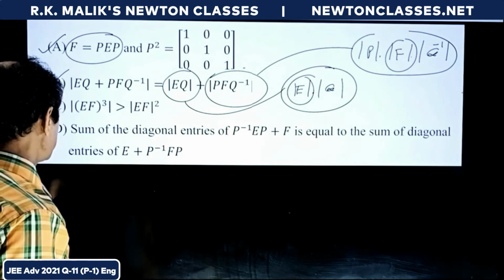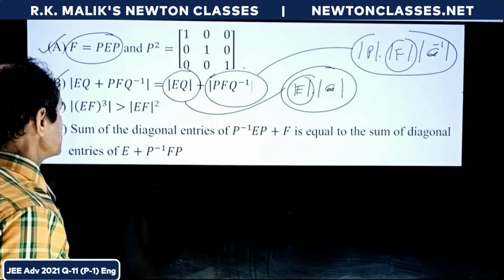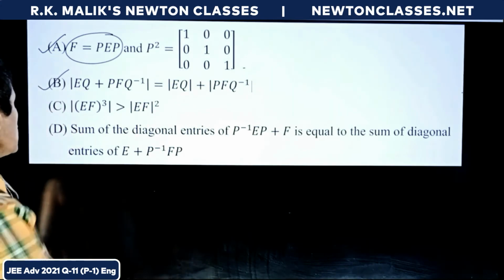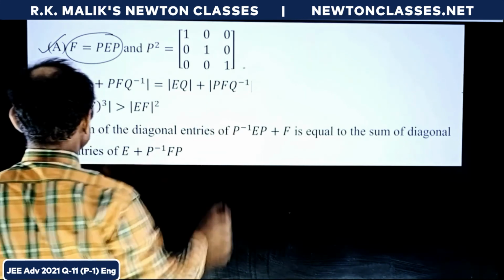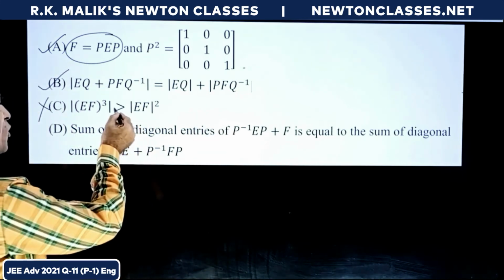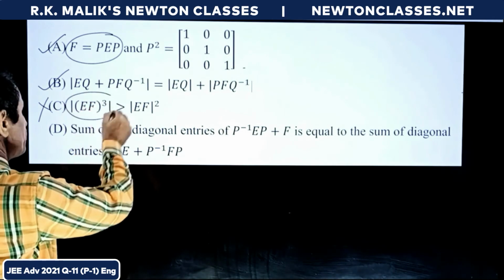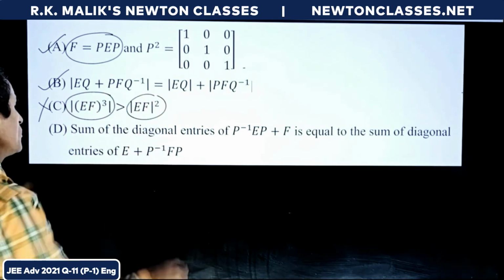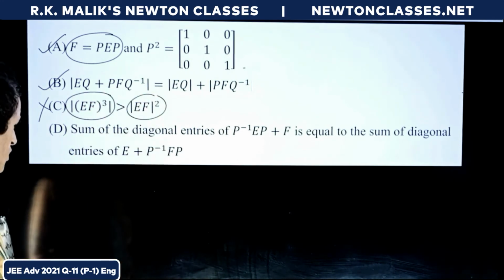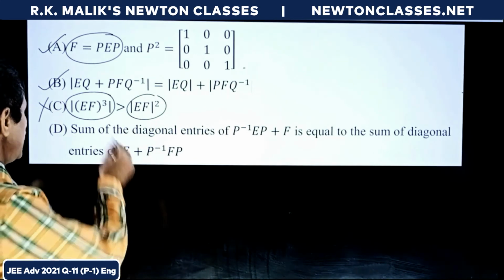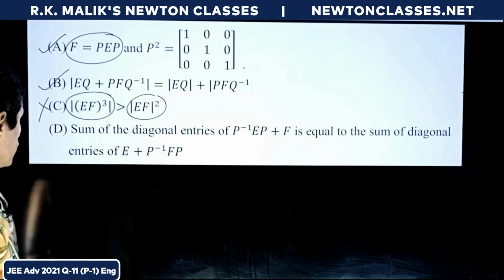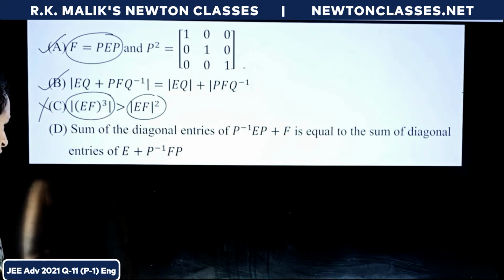Now you have to check the choice C. Obviously, this is wrong because determinant of E being 0, left hand side and right hand side both becomes 0, and 0 greater than 0 is wrong. Therefore, C is wrong choice.